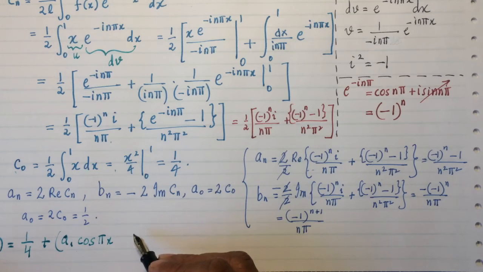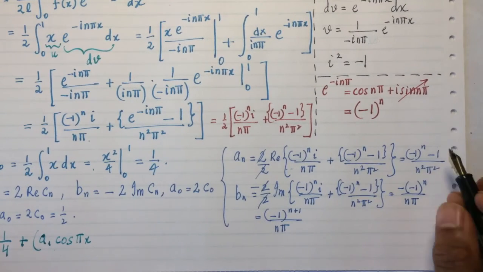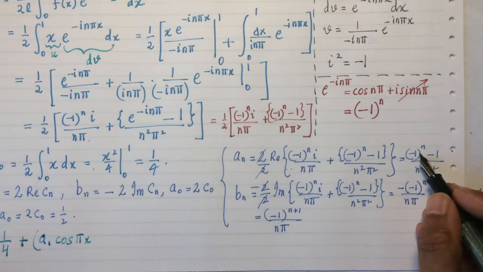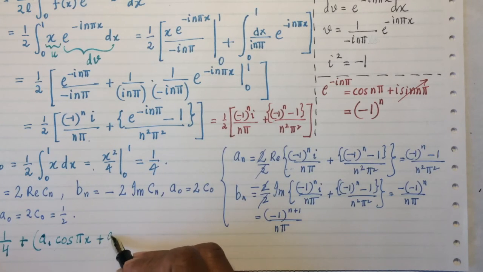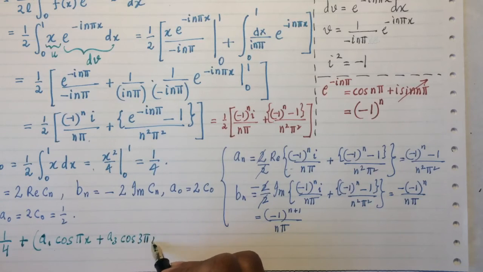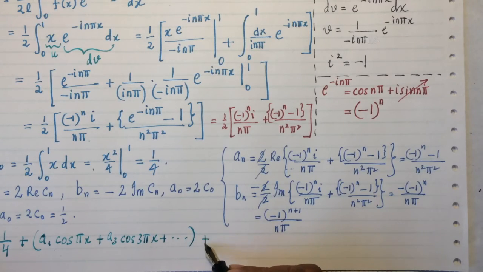Now what about n equals 2? Now when you put n equals 2, you notice that that's going to be 1 minus 1, because all even powers of negative 1 to the power n will just be 1. 1 minus 1 is 0. So only the odd powers will survive here. So I'll get A3 cosine 3 pi x and so on. That will be the story for the cosines.